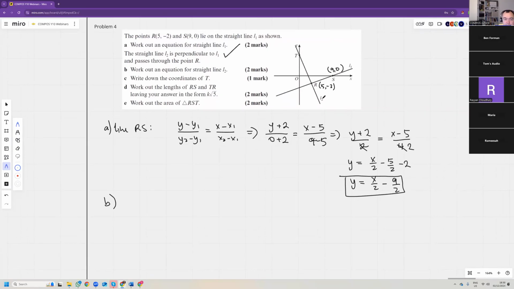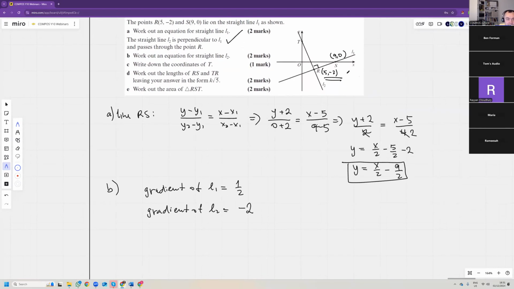What do we know about L2? L2 passes through this point, and L2 is perpendicular to L1. Okay, so the gradient of L1 is 1/2. That means the gradient of L2 is -2. It's a negative reciprocal. And L2 passes through 5, minus 2.